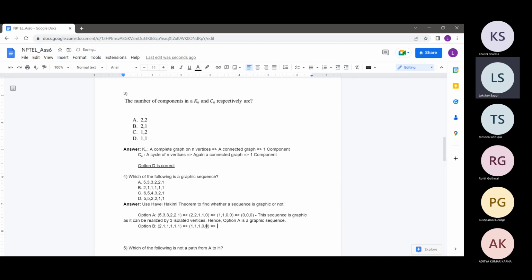Now, since the sequence is again in non-increasing order, we can again apply the Havel-Hakimi theorem. How can we apply it now? It just says that we remove the first entry and keep the remaining entries. So we'll keep these entries.